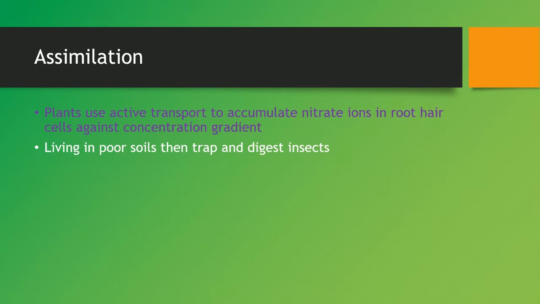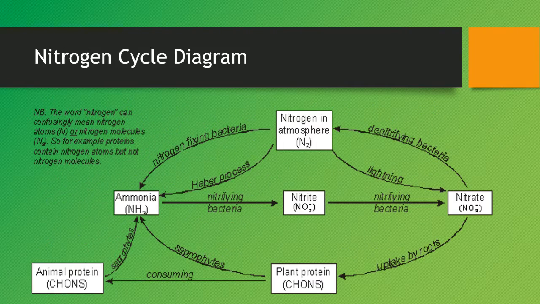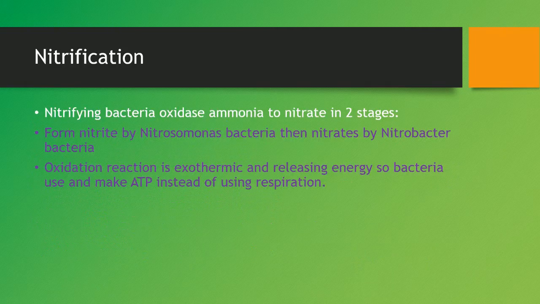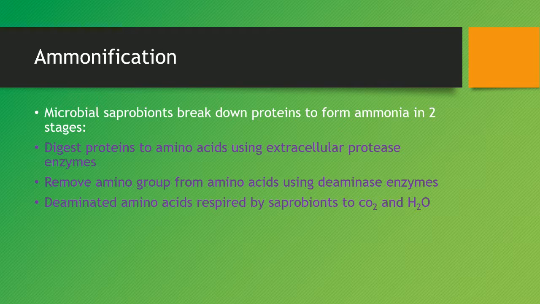This oxidation reaction is exothermic and it releases energy, and therefore bacteria can use it to make ATP. We then have a process called assimilation, which is whenever plants use active transport to accumulate nitrate ions in their root hair cells against the concentration gradient, and if they're living in poor soils, then they will trap and digest insects. So that is their uptake by root hairs.